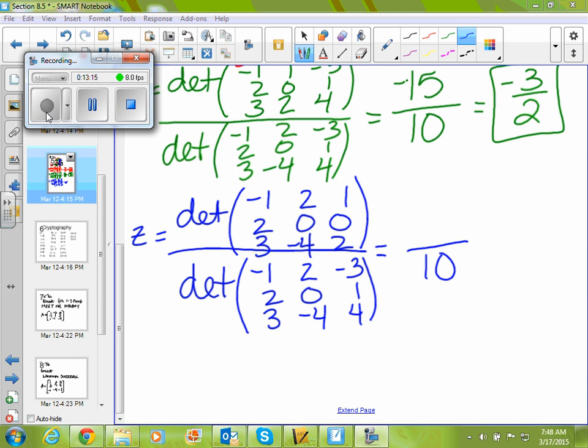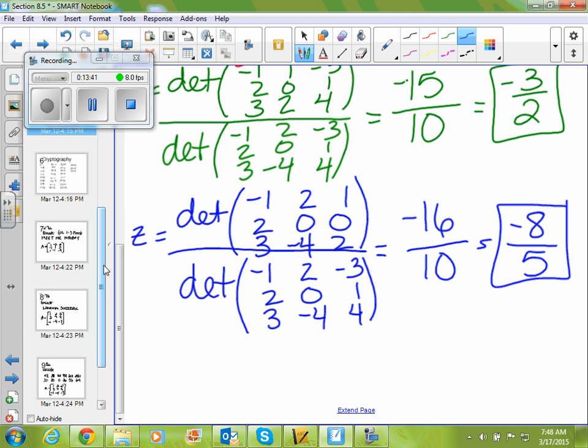If you find the determinant of your numerator of z, you end up with -16. And if I reduce that fraction, I end up with -8 over 5. Okay, so for 3 by 3 systems, you have to do them 3 different times.